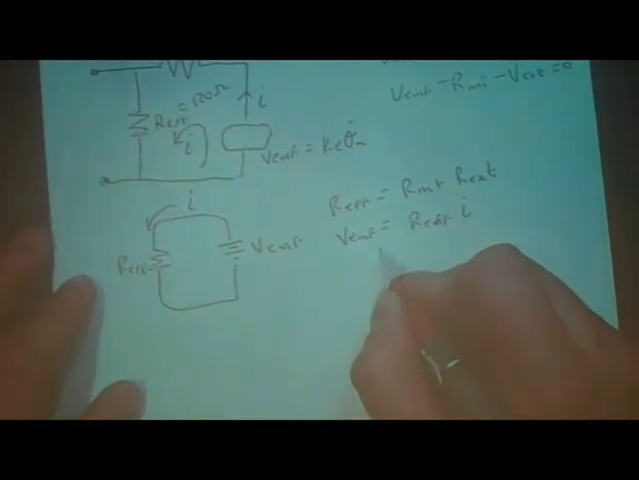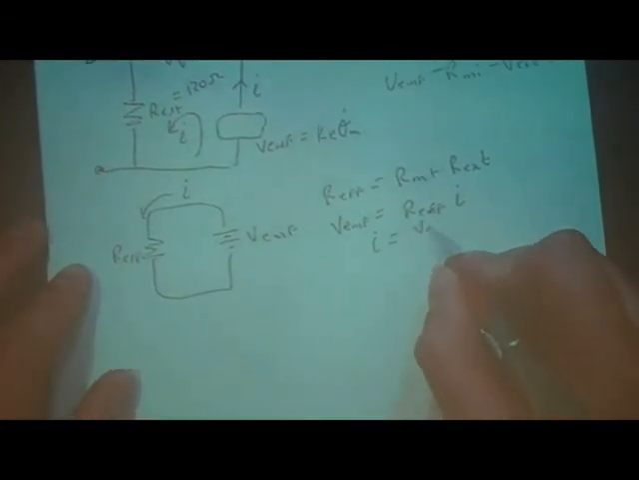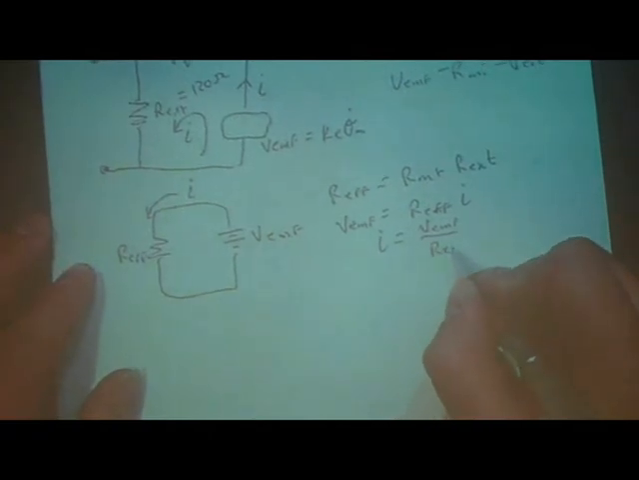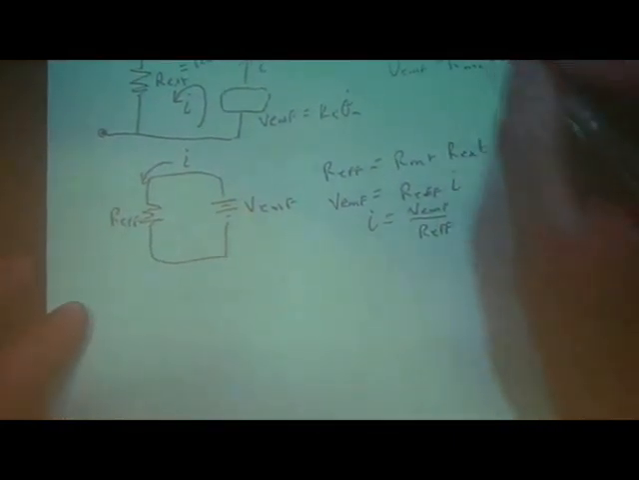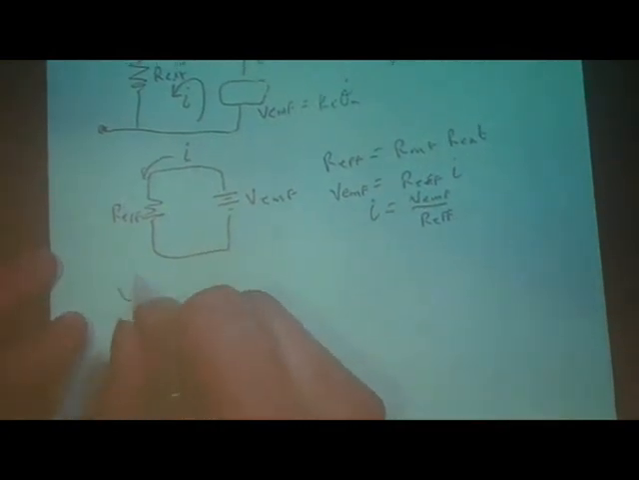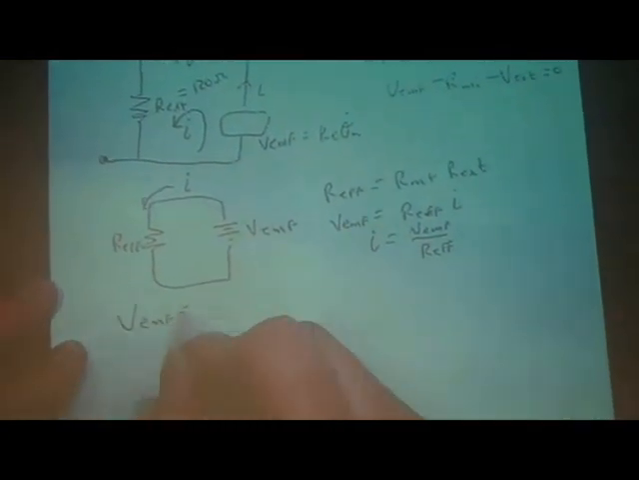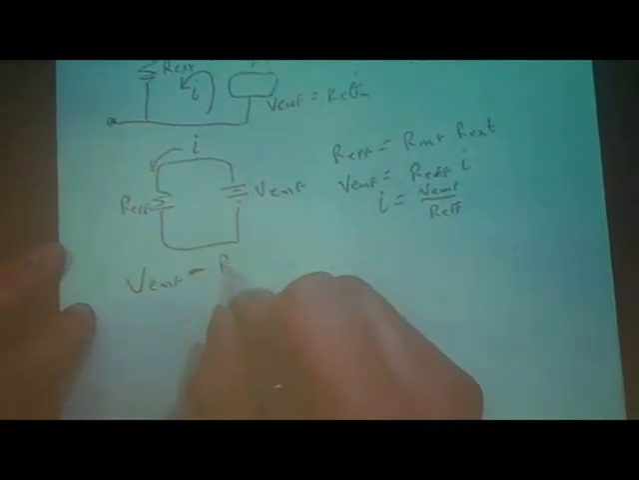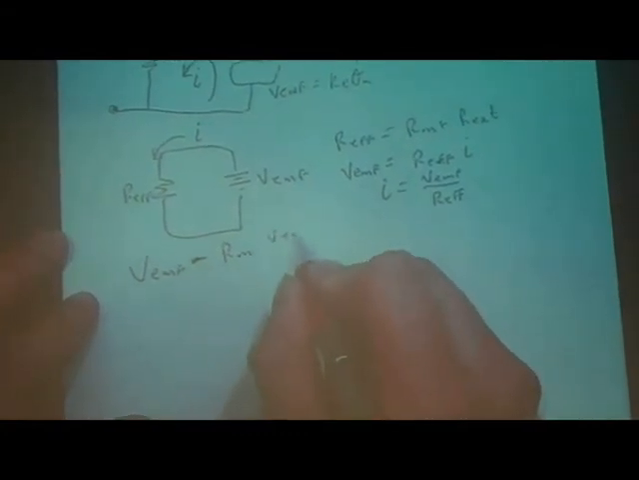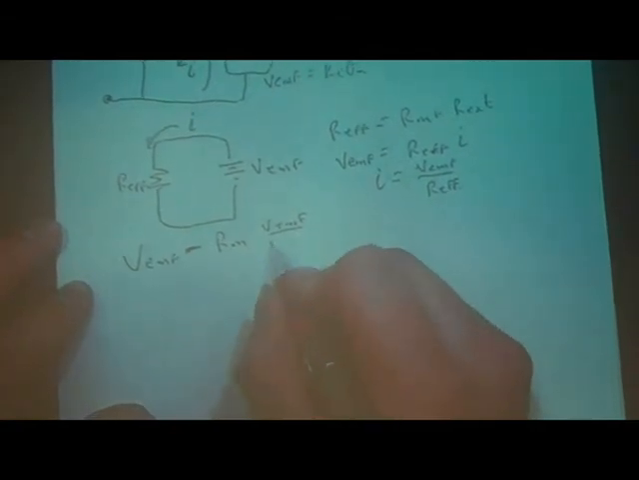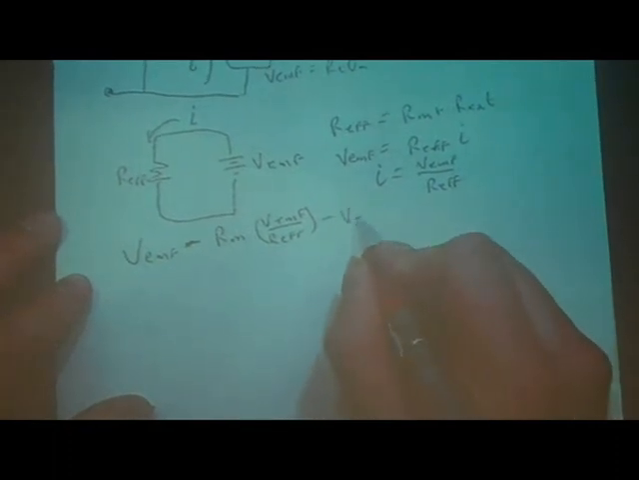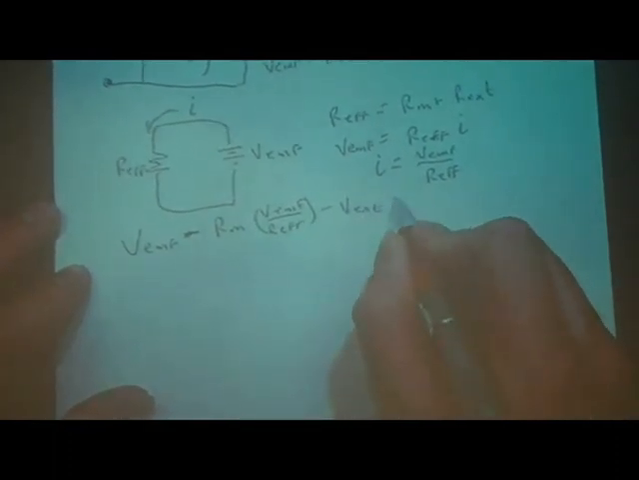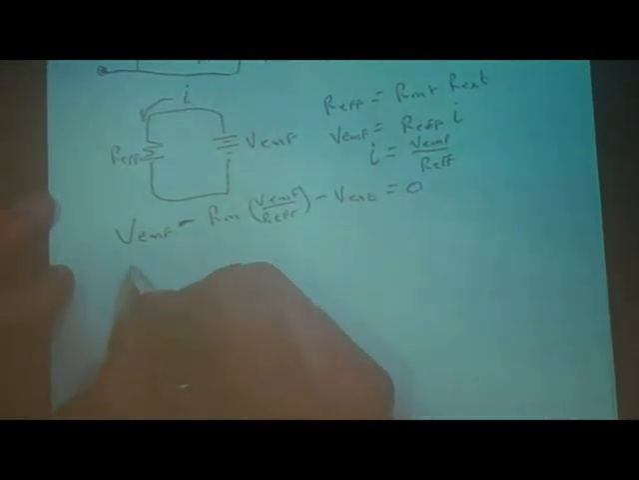So then in that equation you solve for I and you get VEMF over R effective. So you plug that back into the first equation and you get VEMF minus RM times VEMF over R effective minus VEXT equals 0.